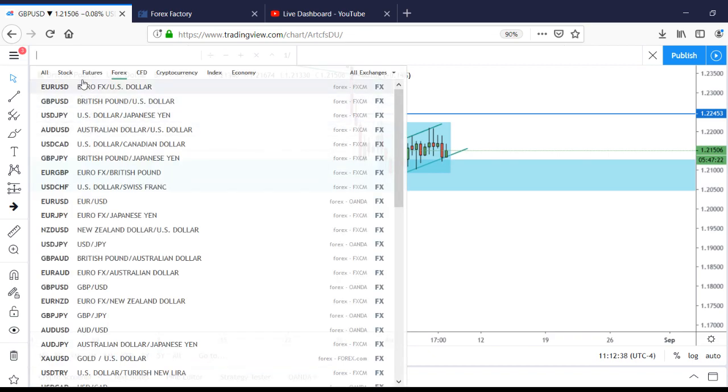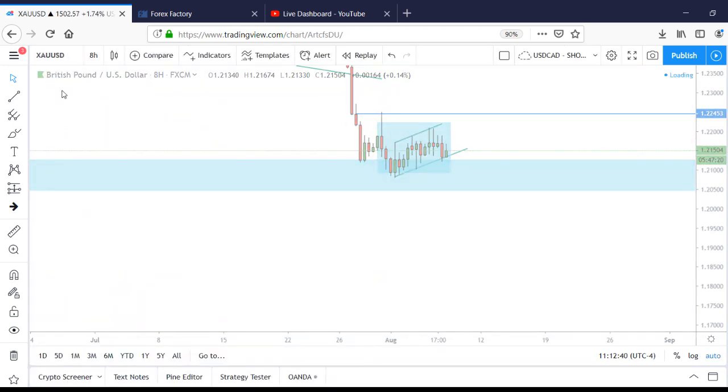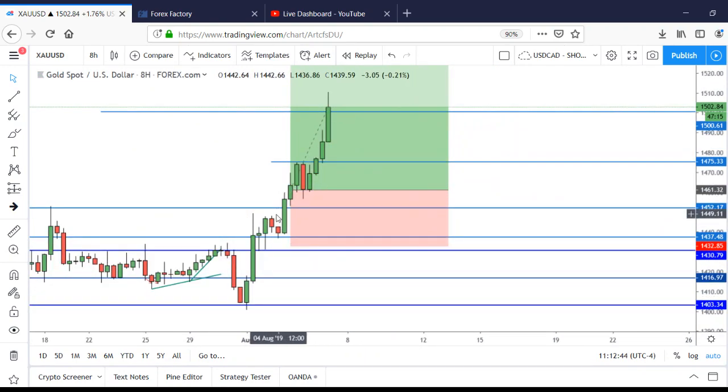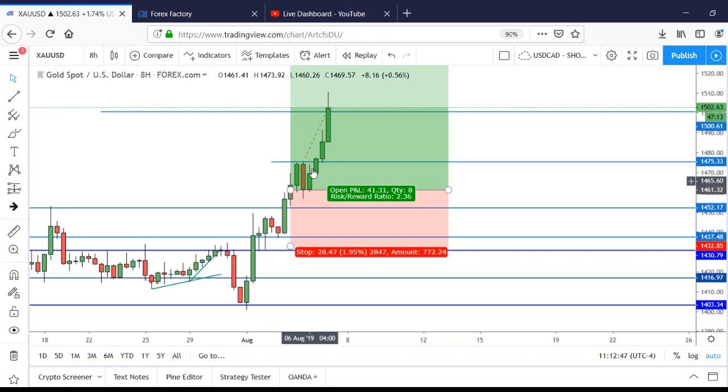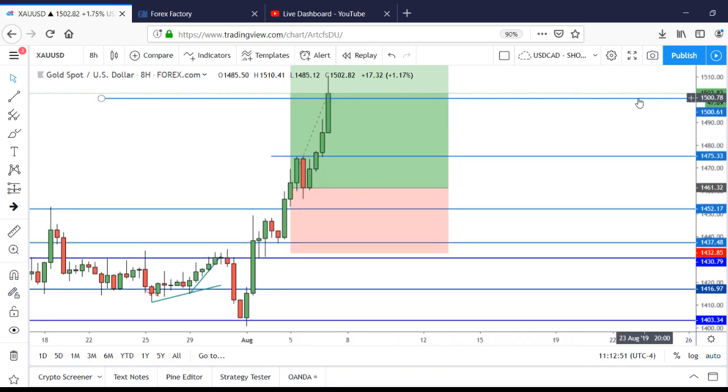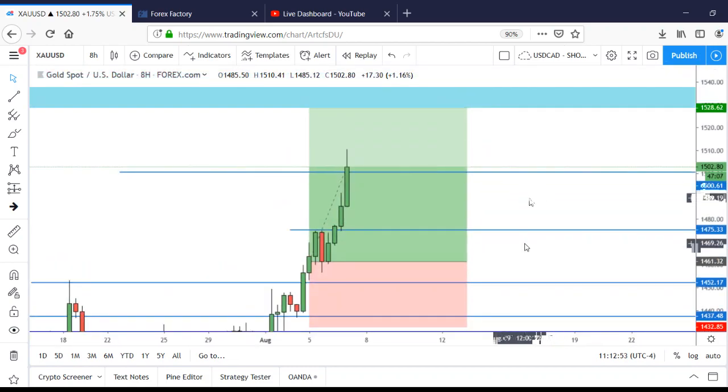Going on to gold. Gold, I mean, this trade was perfect. Played out to the T. We had a break, retest, rejection of a key level, and we hit our first take profit at 1500, and the other one was 1528. That's where I see us going. If you took this trade, going off our entry, you made 1461. This is a 400 pip trade right here.